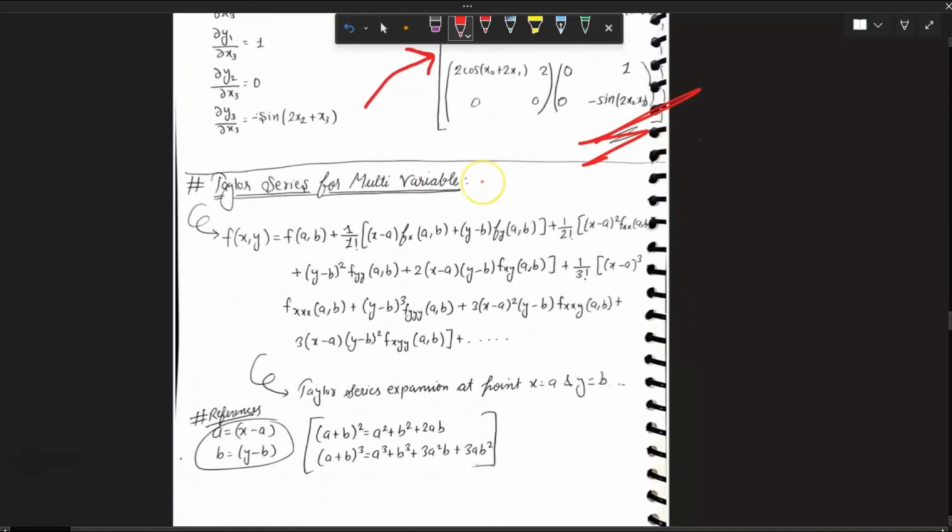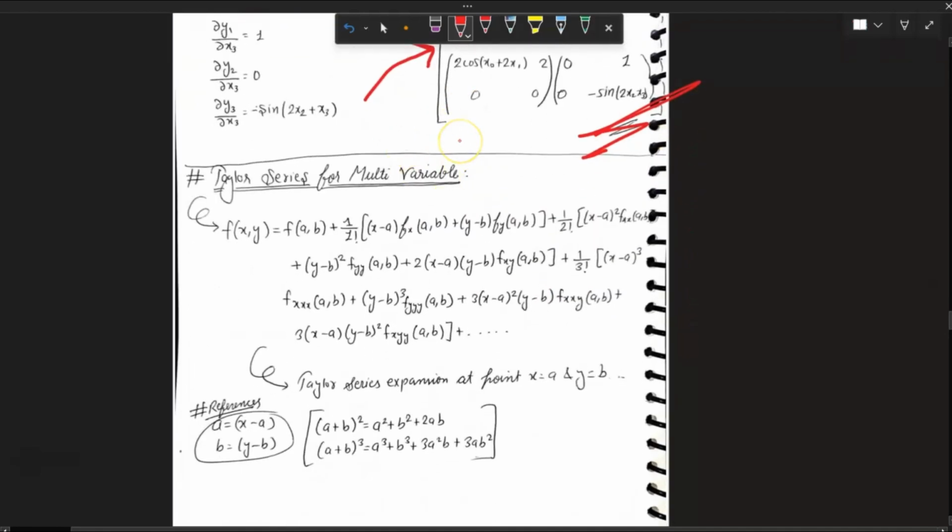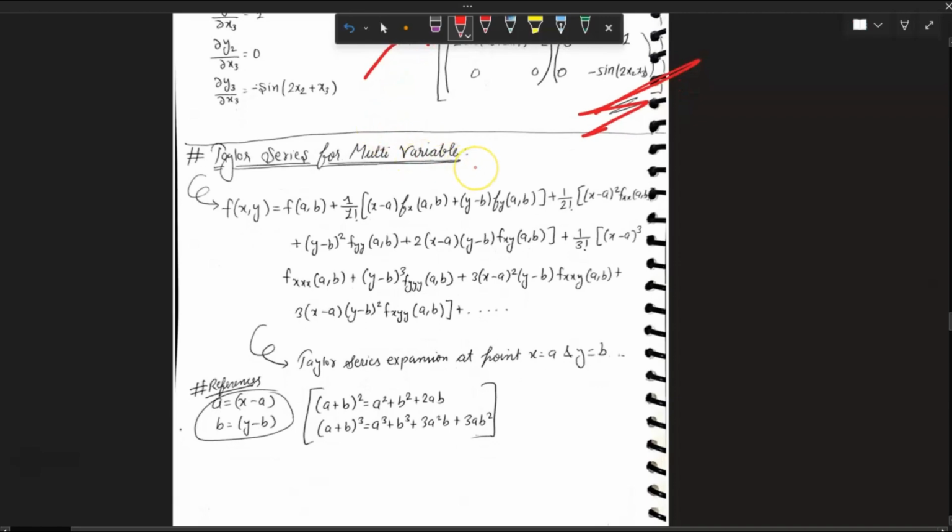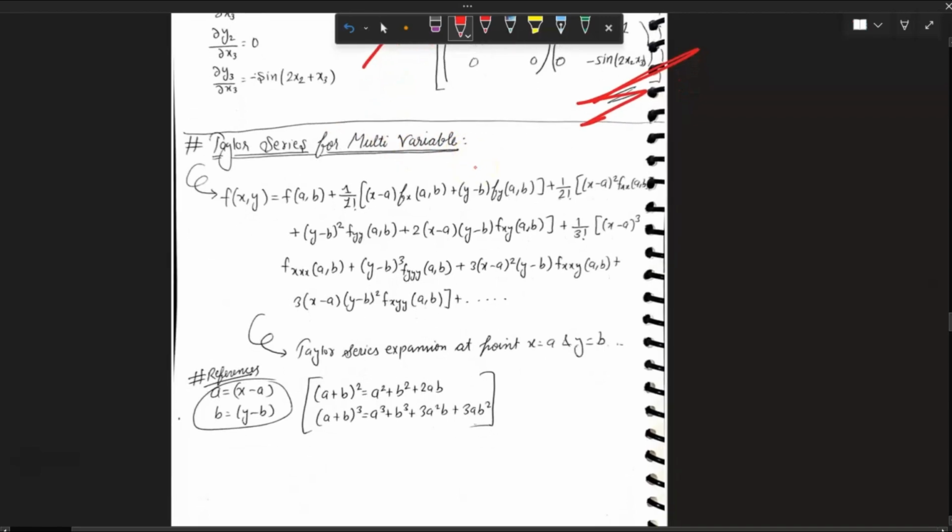And now let's move to the last topic of this chapter, that is Taylor series for multivariable. Okay, so this series you have to remember, and I guess it's for third order.